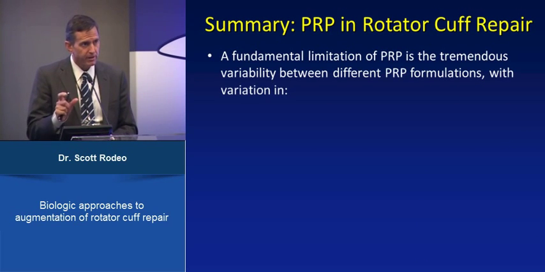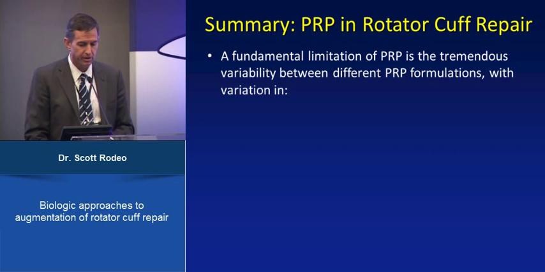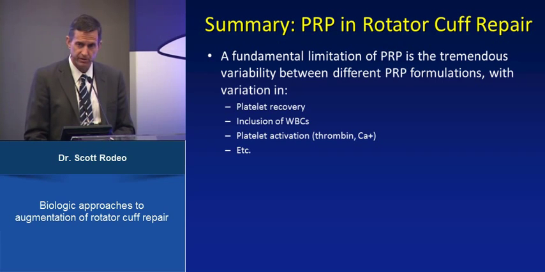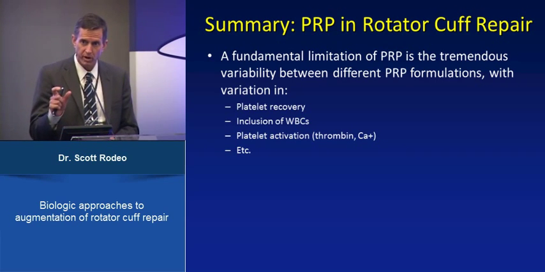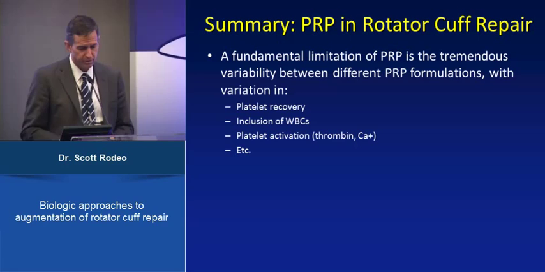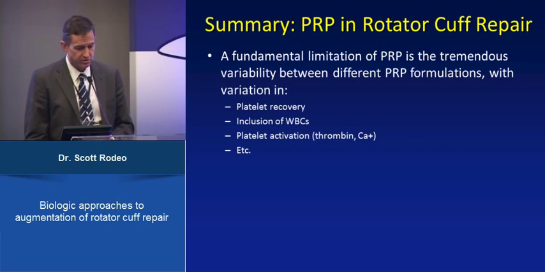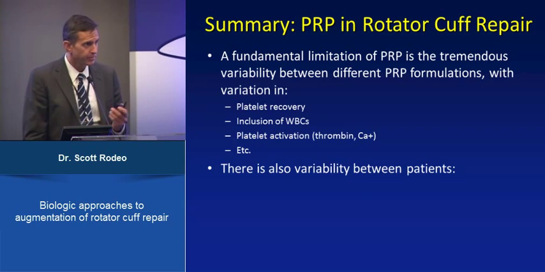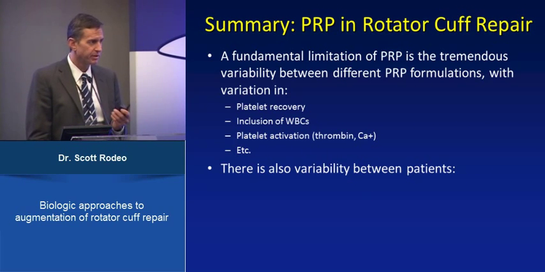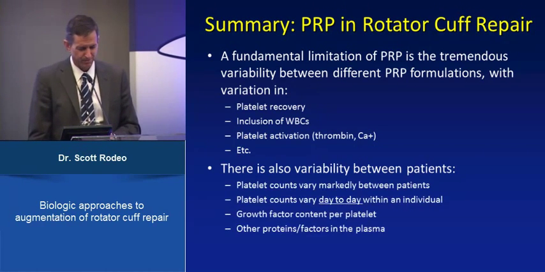I think a fundamental limitation of PRP is a tremendous variability between different PRP formulations. We know that PRP varies in the platelet recovery, in whether or not white blood cells are included in the preparation. There are variations in how or when platelets are activated. There's also variability between patients. You know, my PRP is different than your PRP. Platelet counts vary markedly between patients.